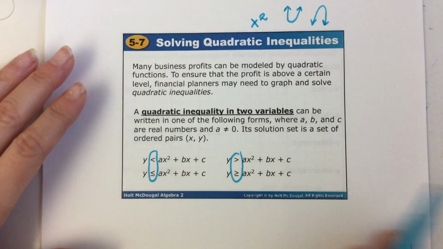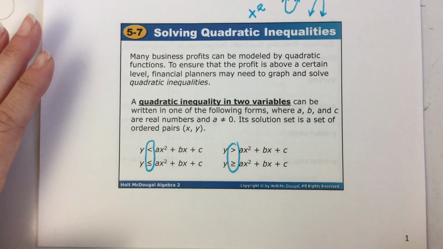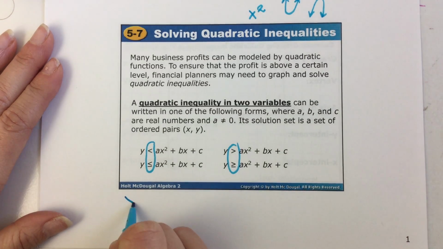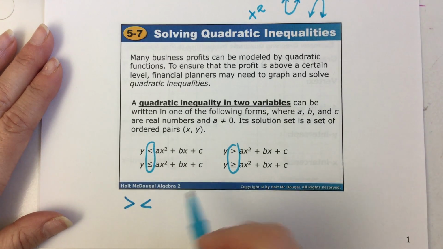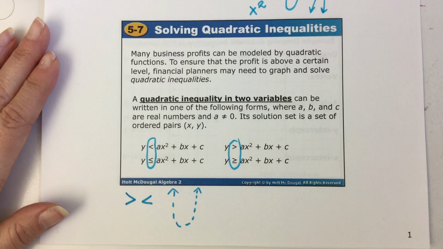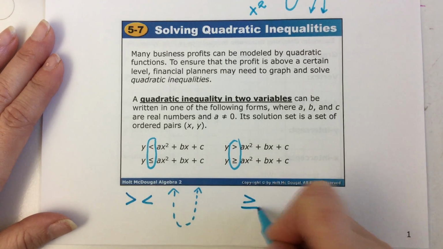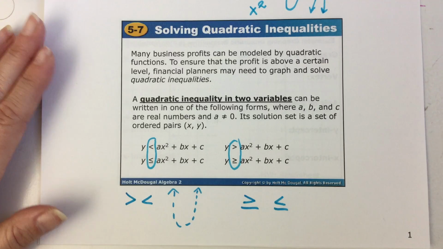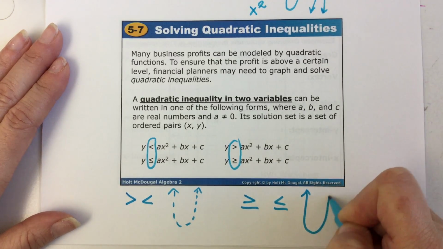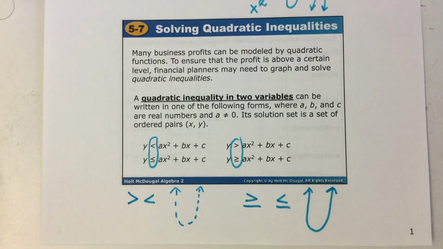The cool thing is, remember when we graphed linear equations and then we turned them into linear inequalities? When you had a greater than or a less than symbol, you had a dotted line. Same thing here. If you have a greater than or a less than symbol, it's going to be a dotted parabola. If you have a greater than or equal to, less than or equal to symbol, that would have been a solid line, so in this case it would be a solid parabola.